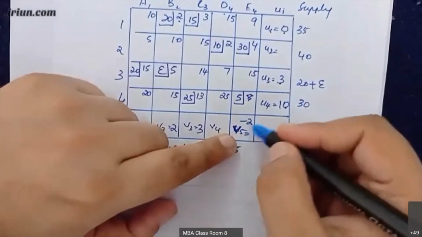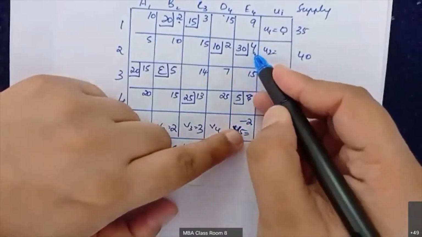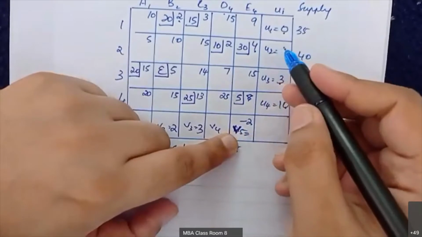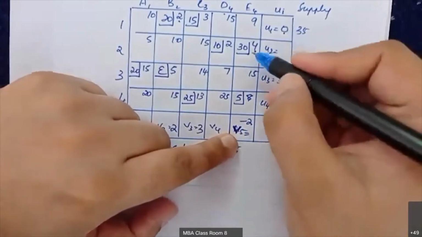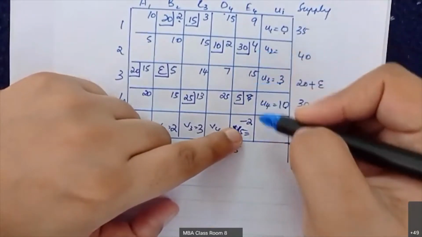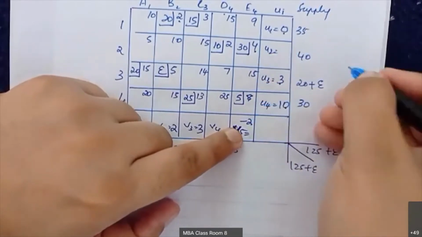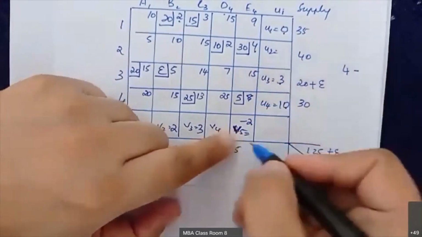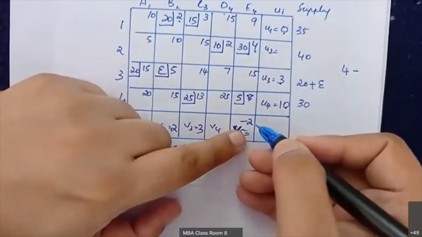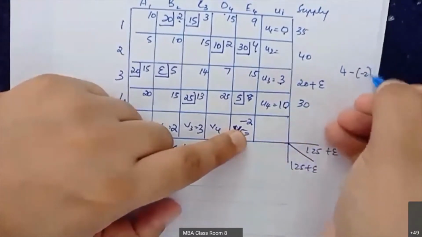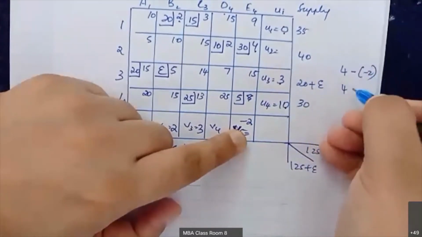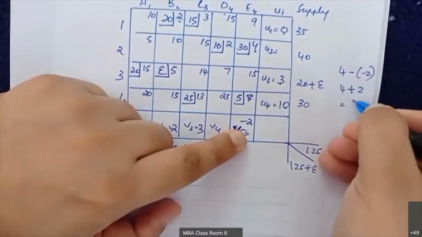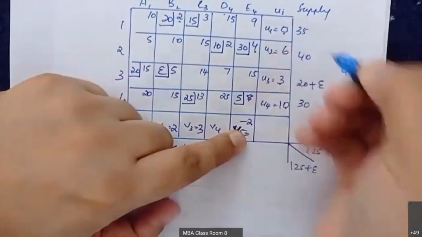Using this value here, we have the cost 4 and we have the V value. You can find the value of U2. So here I have 4 minus this value. What is the value of V5? It is minus 2. So 4 minus of minus 2 will become plus 2, which is equal to 6. So U2, I will get it as 6.